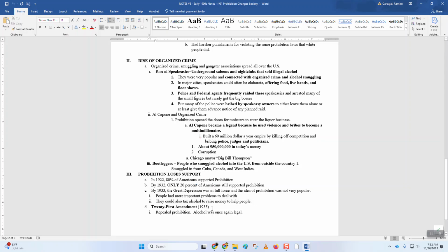So ultimately, by 1933, all this push led to the 21st Amendment, so they passed another amendment. This amendment got rid of Prohibition, and alcohol was once again legal. So that's the information you're going to need to know in order to do the DBQ.